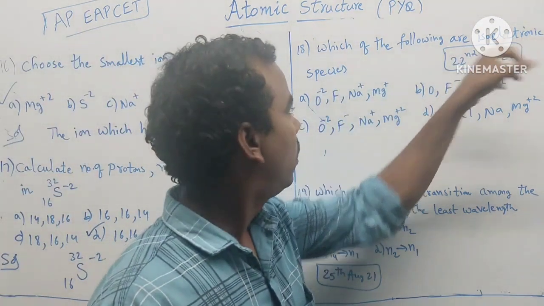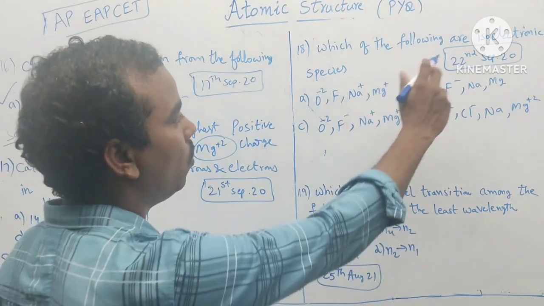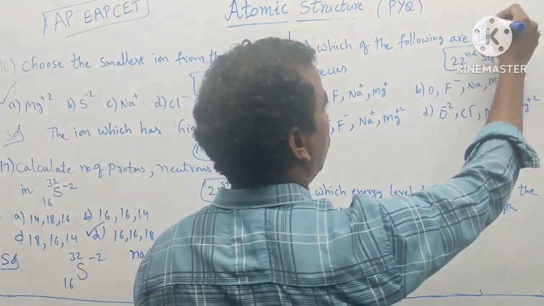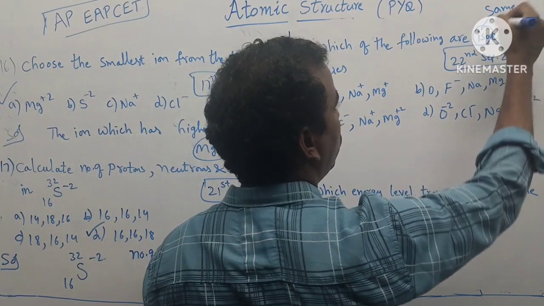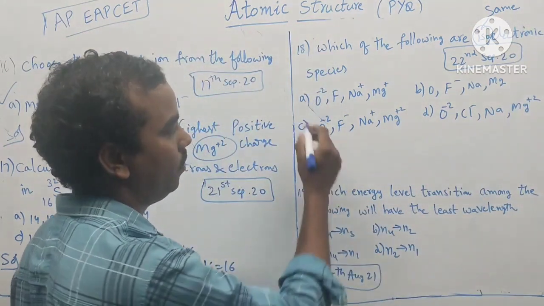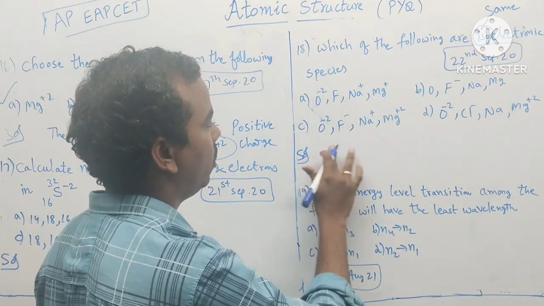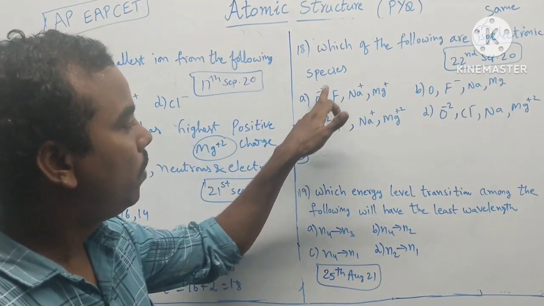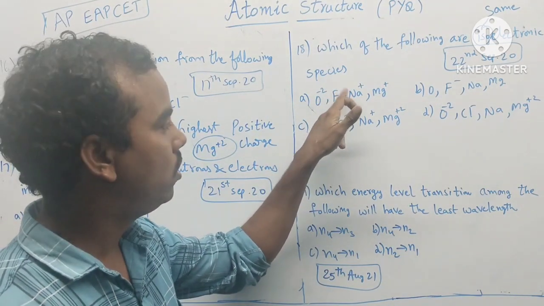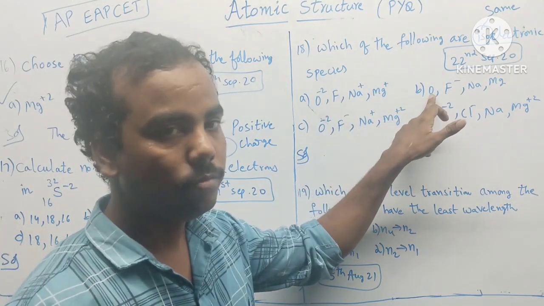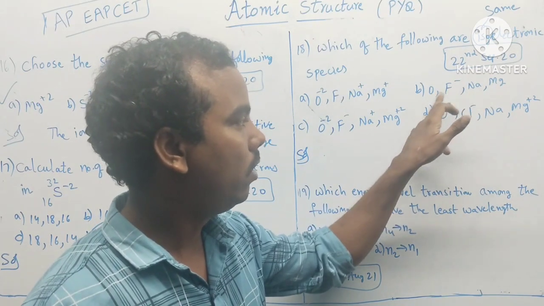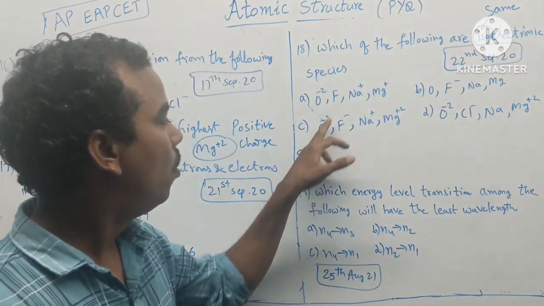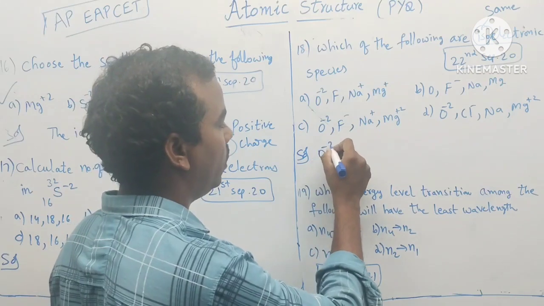Which of the following are isoelectronic species? Iso means same. Isoelectronic means the same number of electrons. Which one has the same number of electrons? O minus 2: 8 plus 2, 10. Fluorine is 9, so it is wrong. Oxygen 8, fluorine 9 plus 1, 10. 8, 10, no, so wrong.